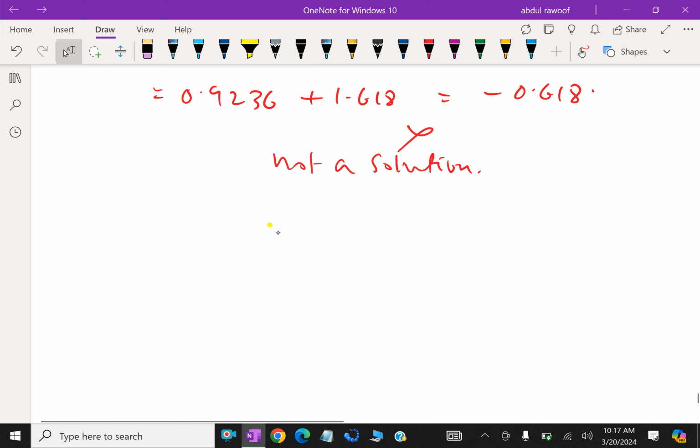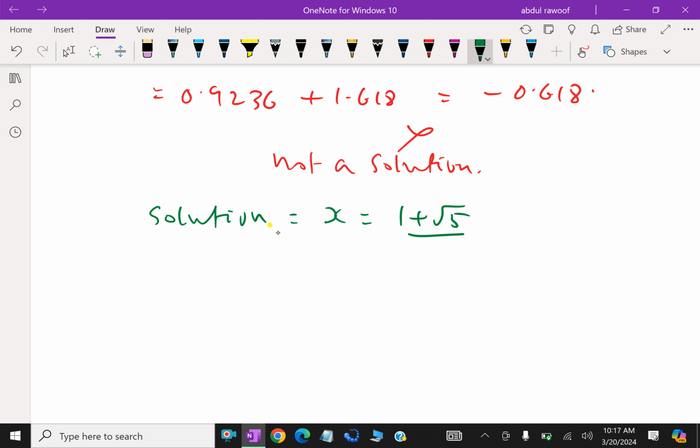Therefore the only solution is x equal to 1 plus root 5 over 2, which is equal 1.618. So our solution is, yeah, we have done.